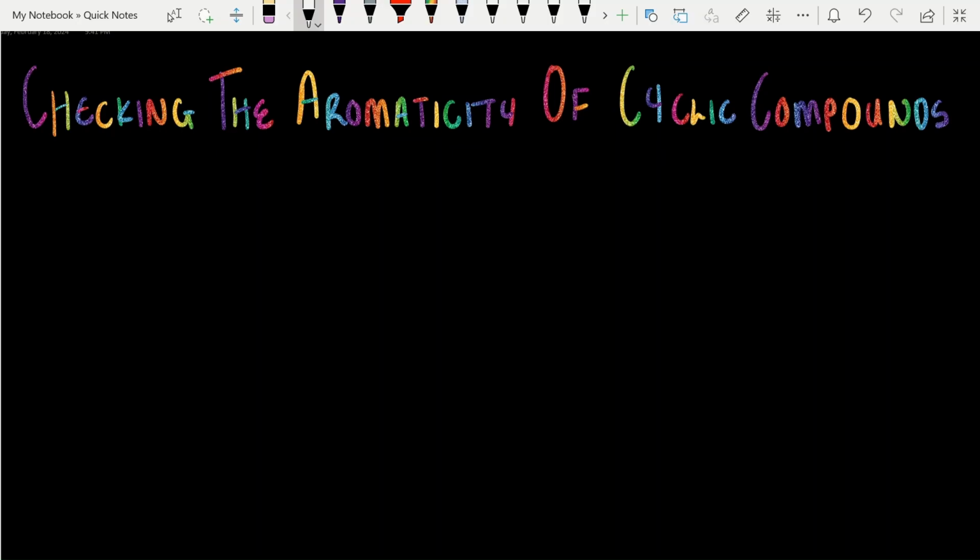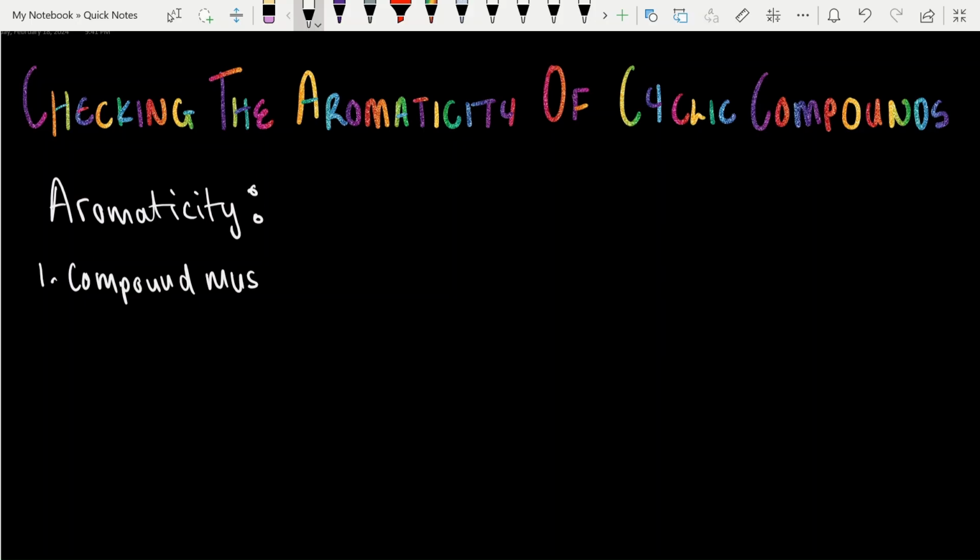For aromaticity, we use the following 3 criteria. I'm going to keep them as simple as possible. First thing is that your compound must be cyclic. We must have a complete cycle with no breaks. We don't care whether it is branched or unbranched, whatever. We want it to be cyclic.